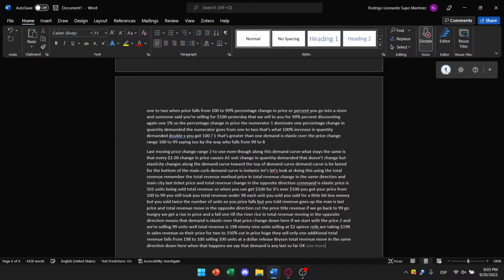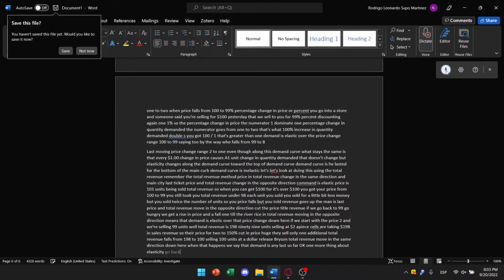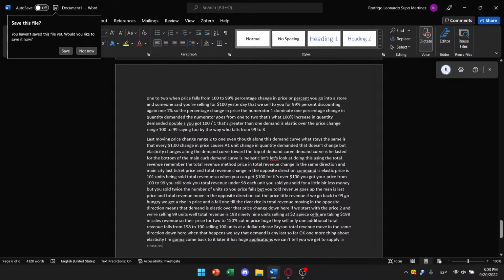One more thing about elasticity. We're going to come back to it later. It has huge applications. I'll tell you this, when we get to supply, for a variety of reasons, the elasticity of supply is a thing, but it's nowhere near as big a thing as is the elasticity of demand. So this is probably the most tedious part of the course. One part has to be the most tedious, and that happens to be it.